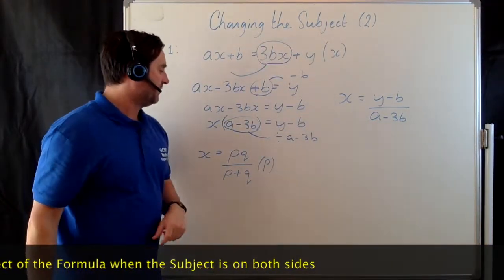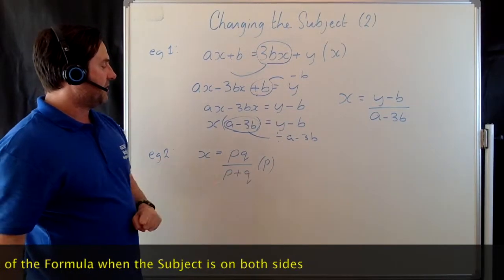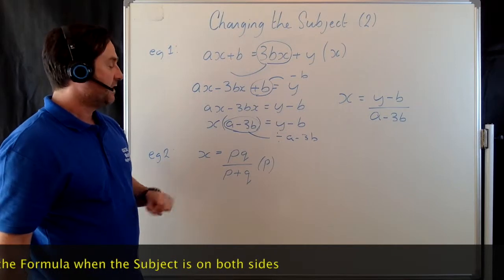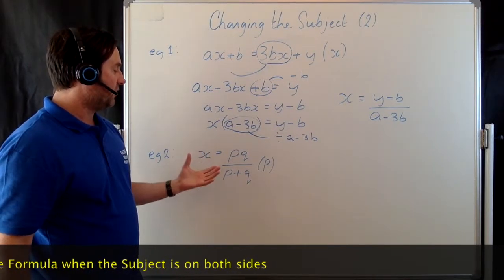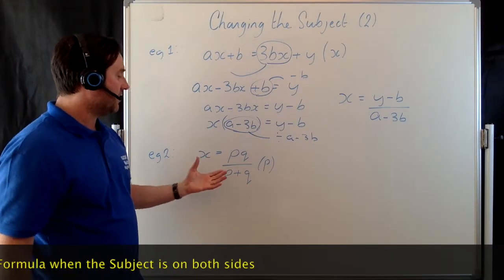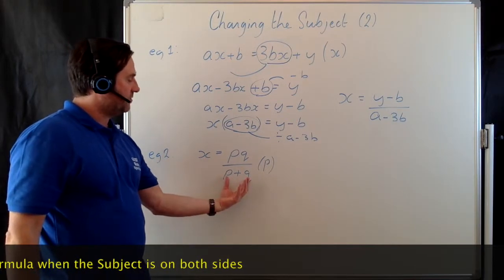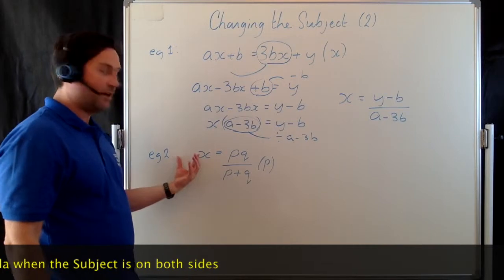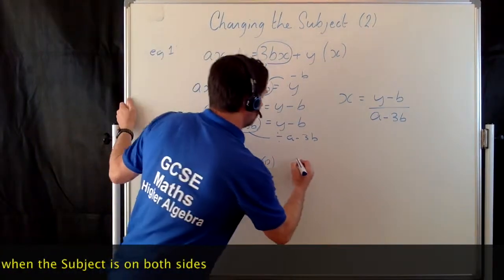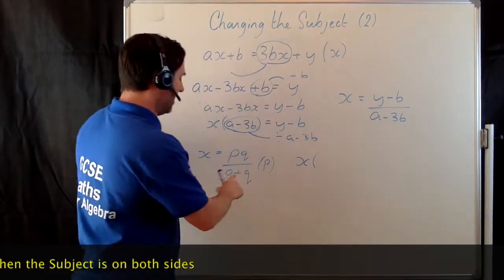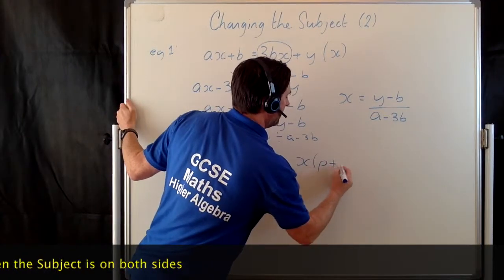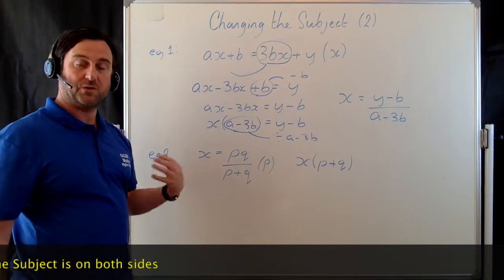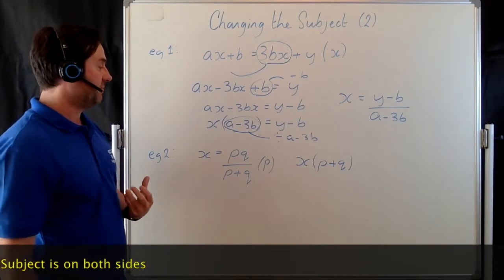Second one, example 2. This time I need to make p the subject. Again, I've got lots of p here, so I've got to get them on the same side. Now what I'm going to do is take the p plus q up to here and times it. I'm dividing this side, I'll times this side. So that leaves me with x times p plus q. Note how I use the brackets there to show it. We use brackets a lot in algebra.